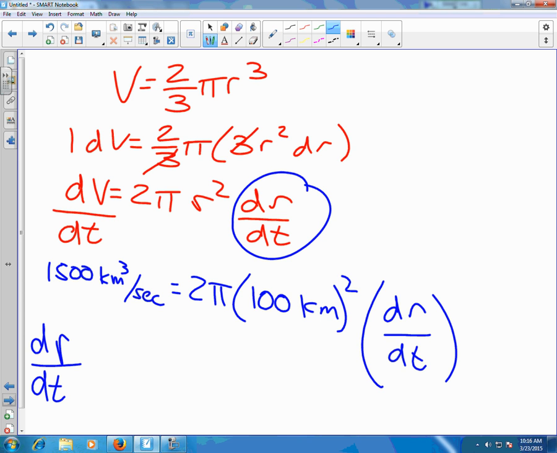Solve this for dr over dt, and you should get that the radius is changing at a rate of 0.024 kilometers per second. Not bad. That's not that bad. It's 24 meters per second. Being 5,000 kilometers away, you'd actually probably never see this eruption.